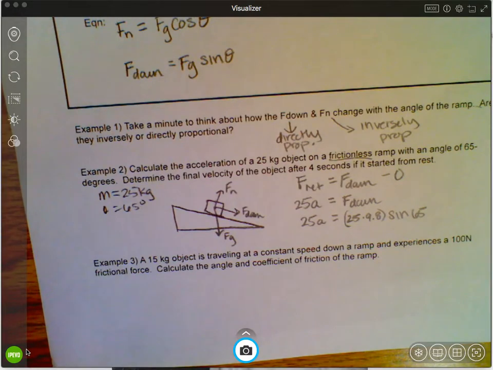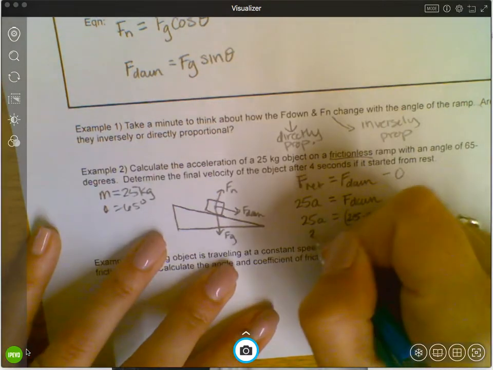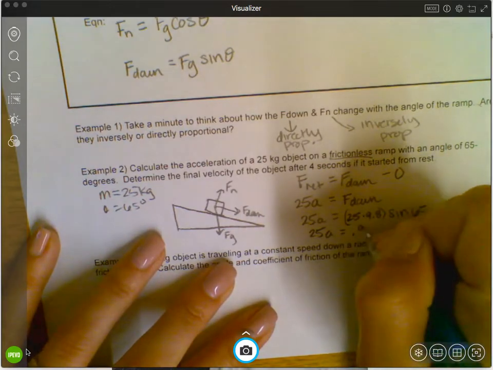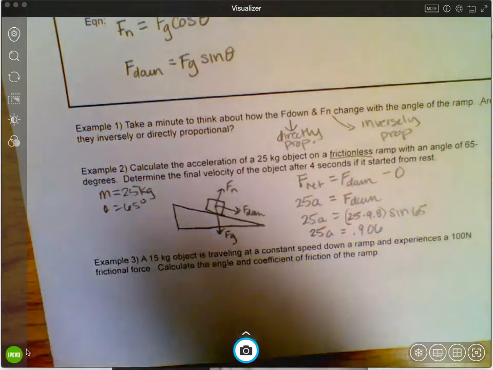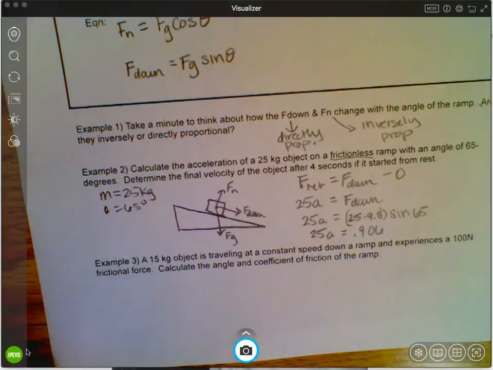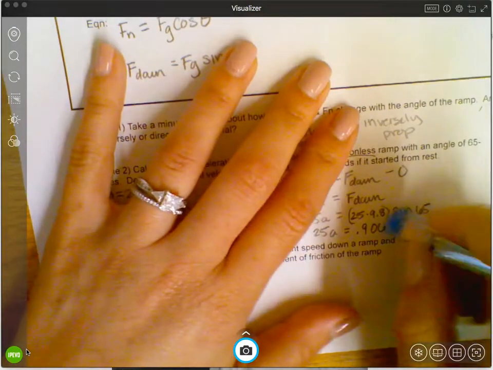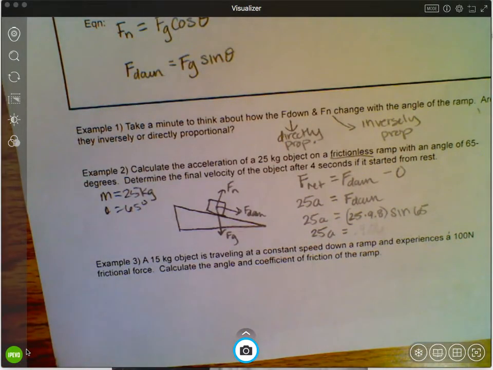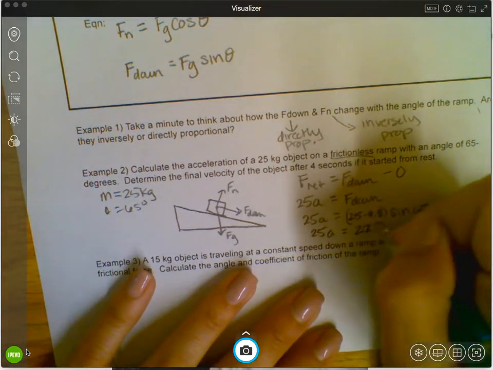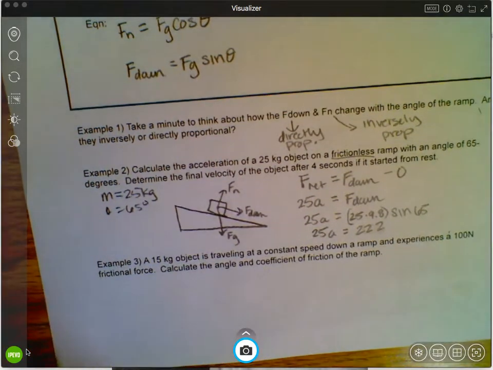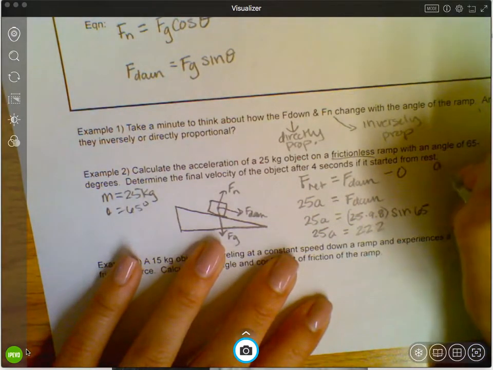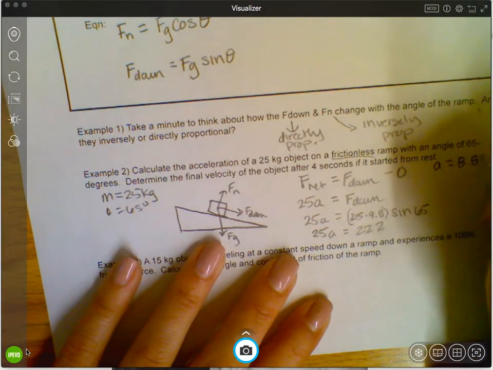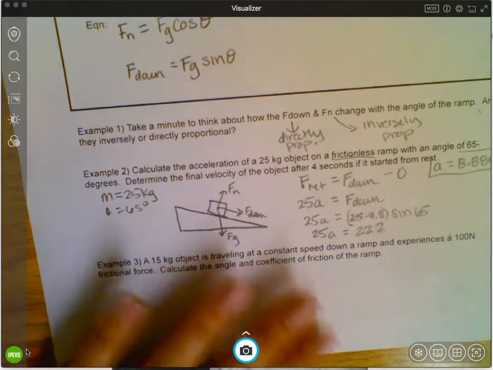Make sure your calculator is in degrees. Okay, so I get 25a equals 0.906. No, that can't be right. Hold on one second. Oh, oops. That's the sine 65, but it's not multiplied. Sorry, so it's actually 222. So then if we divide by 25, we get a equals 8.88 meters per second squared.